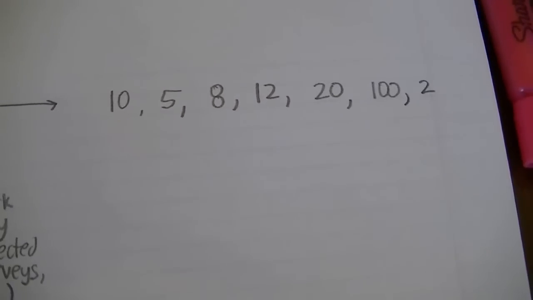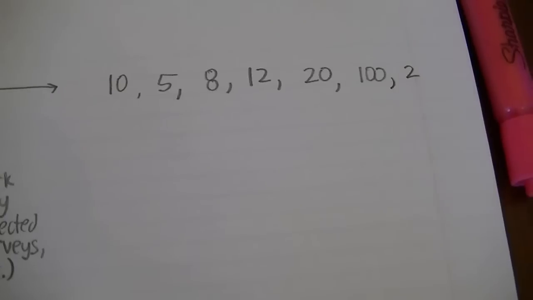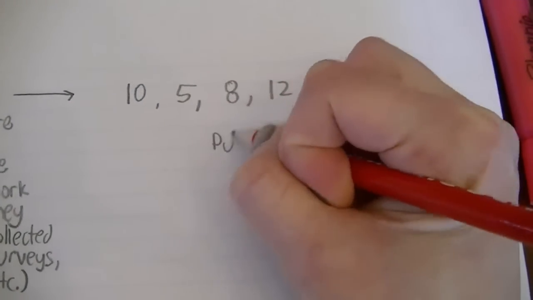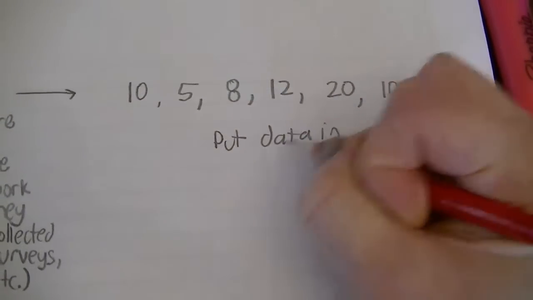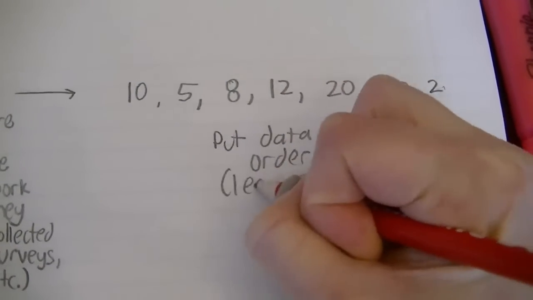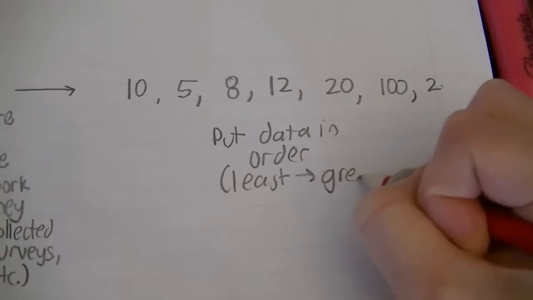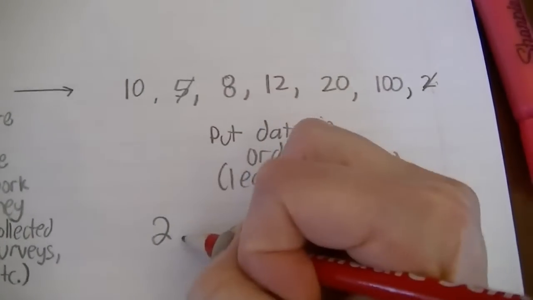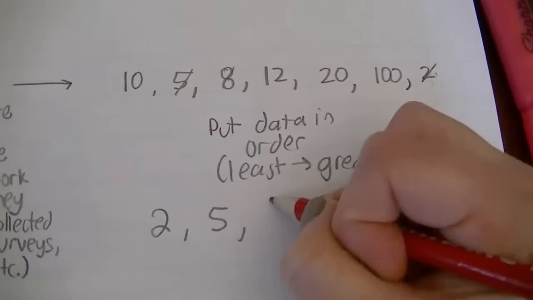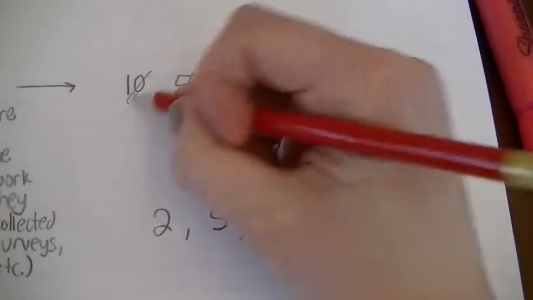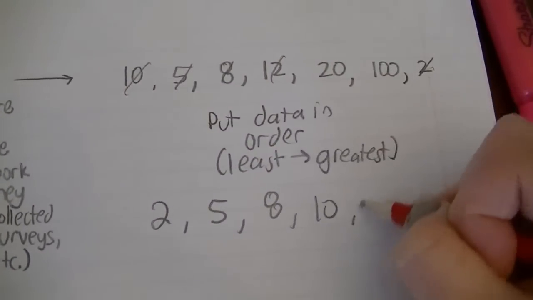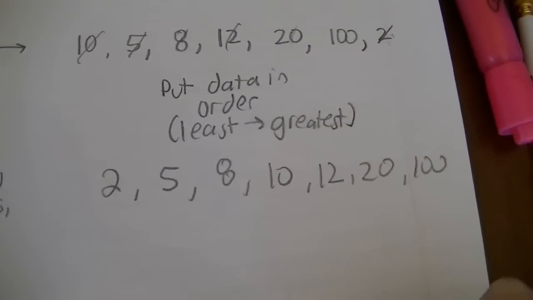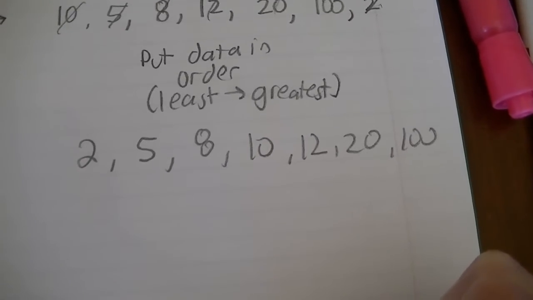Now to create a box and whisker plot, the first thing you got to do is order your data from least to greatest. So right here I see that there's a 2, so I'm going to just put them in order, least to greatest. Okay, so we have 2, we got 5, then we got 8, and then 10, then 12, then 20, then 100, okay? The next thing after that, you want to find the median.